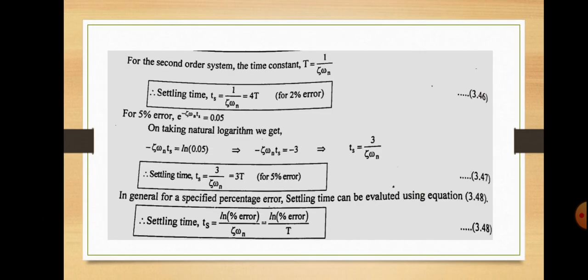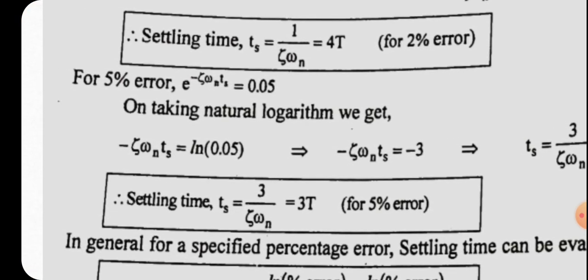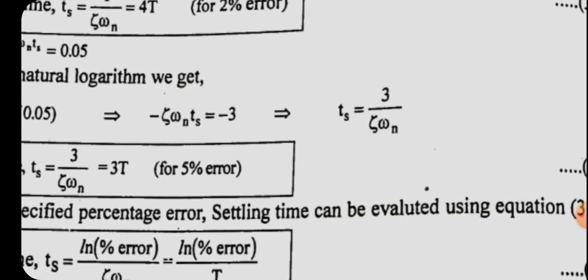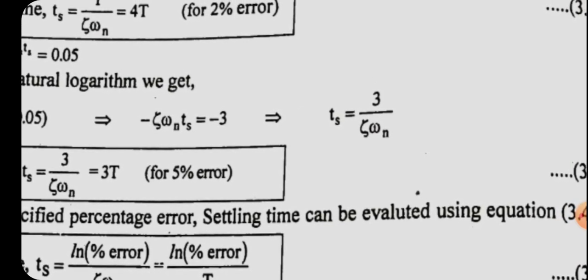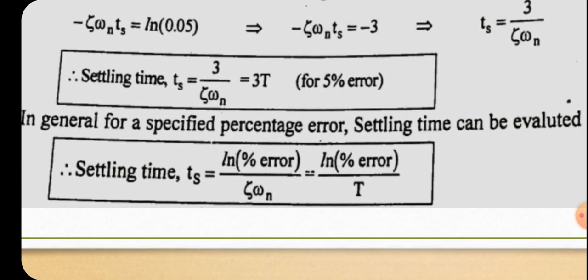And when the error is 5%, we can get the settling time as e raised to minus epsilon into omega n into ts equal to 0.05. On taking the natural logarithm, minus epsilon into omega n into ts is equal to ln 0.05, so minus epsilon omega n into ts will be equal to minus 3, and the settling time is obtained by 3 by epsilon into omega n. 1 by epsilon omega n is equal to T, therefore ts can be written as 3T. So settling time ts will be equal to 3 by epsilon into omega n, that is equal to 3 into capital T for 5% error.